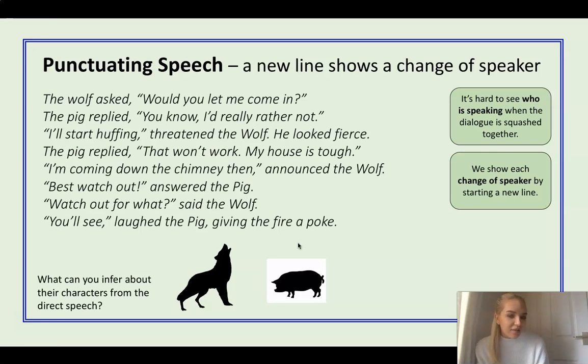So now you can see that there is a big difference between the previous slide, where all the dialogue was squished together, as opposed to this one. Now, there is a little question down the bottom here. What can you infer about the characters from the direct speech? But we're going to have a look at that in our plenary.